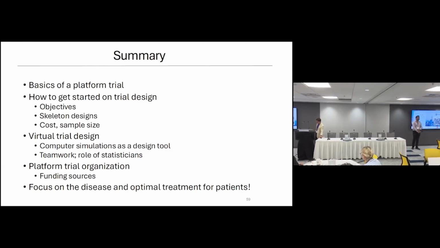Thanks for a great presentation, and I always enjoy hearing statisticians speak. They've always been a key part of my research team. So I love statistics and statisticians.